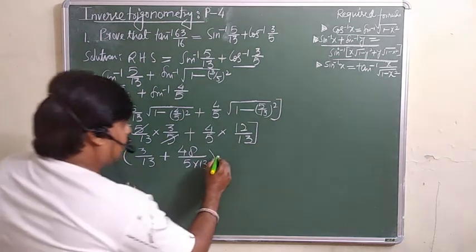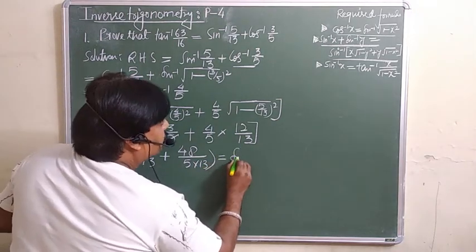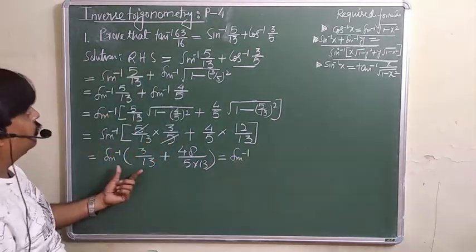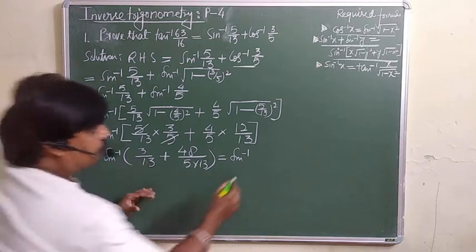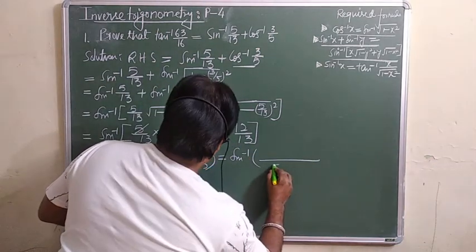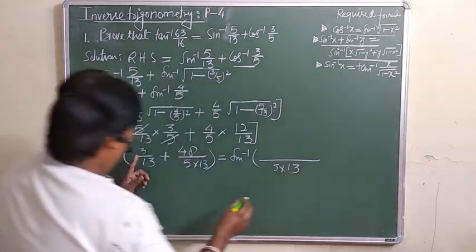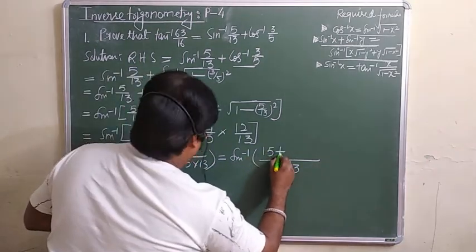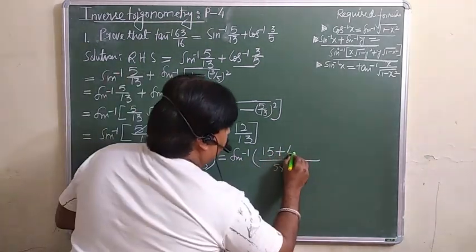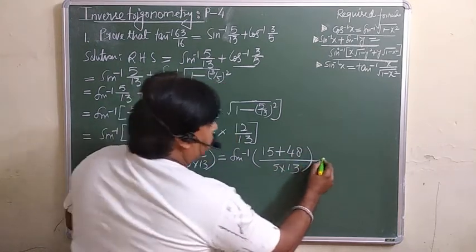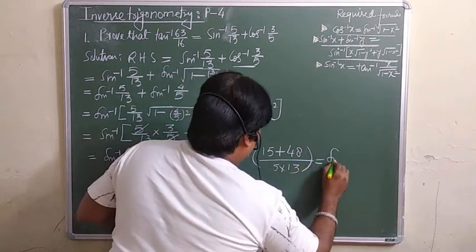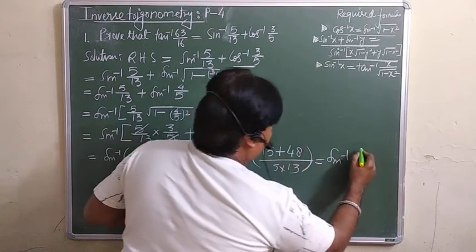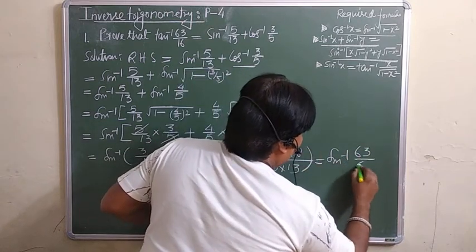You can take the LCM. So the LCM will be 5 into 13, that is 65. So this is 15 plus 48. So this is equal to sin inverse 63 over 65.